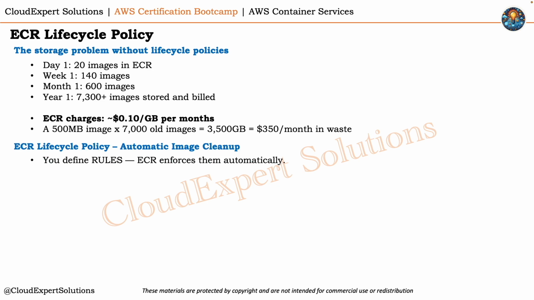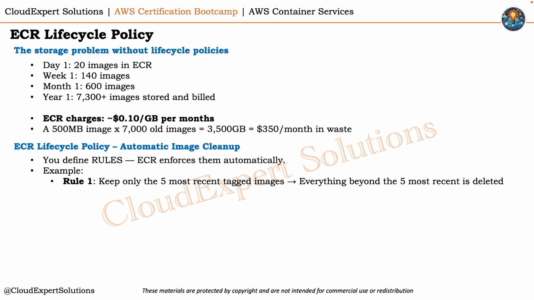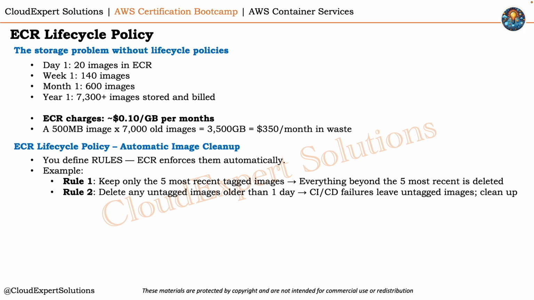You define rules, and ECR enforces them automatically on a recurring schedule. As an example, keep only the 5 most recent tagged images. Delete untagged images older than 24 hours. These are typically left over from failed builds. But keep any images tagged with a production prefix forever, because you never want to auto delete a production release. ECR will evaluate rules in priority order.